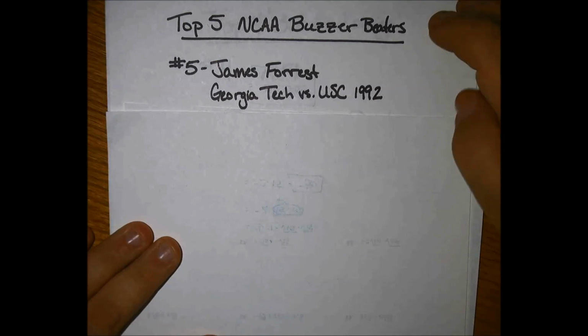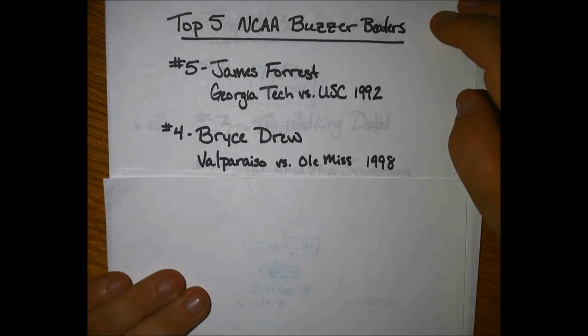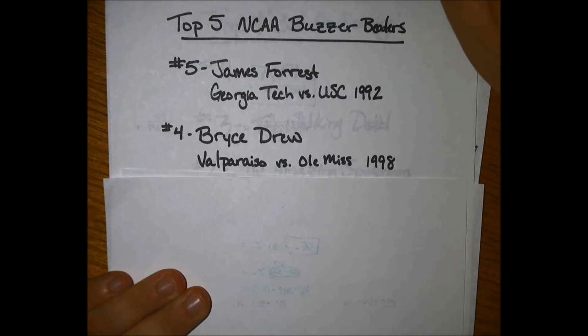All right, so still looking at the top NCAA buzzer beaters, we had James Forrest from Georgia Tech taking down USC. The next one is Bryce Drew of Valparaiso taking down Ole Miss in 1998. Now the idea here is Valparaiso is a 13 seed and Ole Miss is a 4 seed. They're down by 2 with 2.5 seconds. And let's go ahead and see what happens, see some magic.